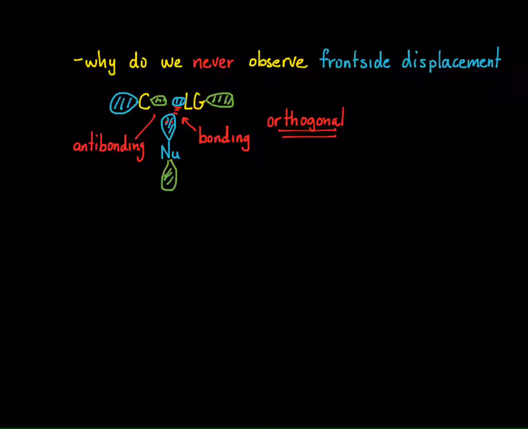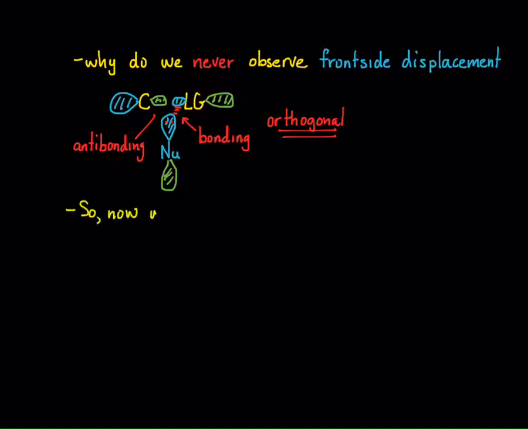So it becomes explainable. SN2 substitution is explainable using MO theory: the only orbital that a nucleophile can interact with is a sigma star orbital between the carbon and the leaving group, and you can't approach it from the front side because of orthogonal bonding.